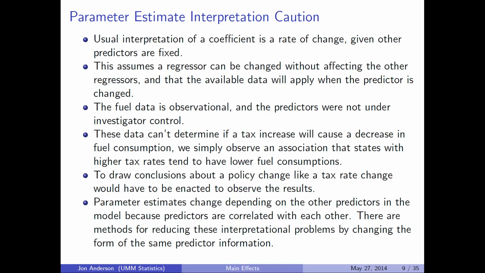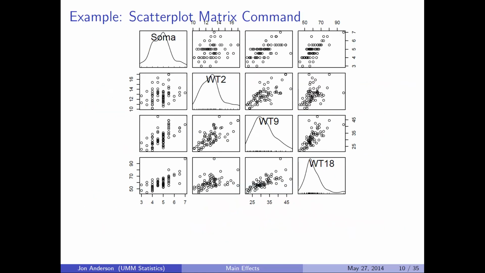Keep in mind also that the effects and the estimates change depending on what other predictors are in the model, and that happens because the regressors and the predictors are correlated with each other. And these present some interpretational challenges because models can have different pieces of regression information in it.